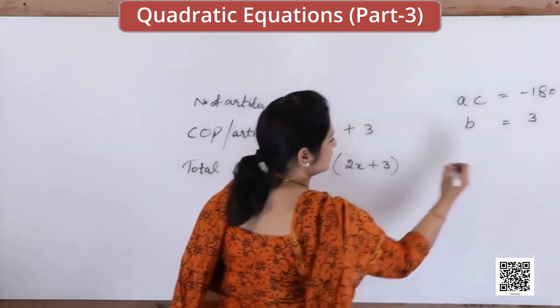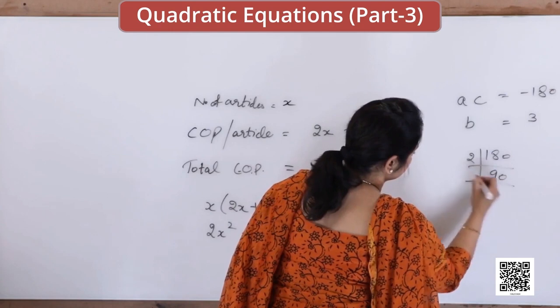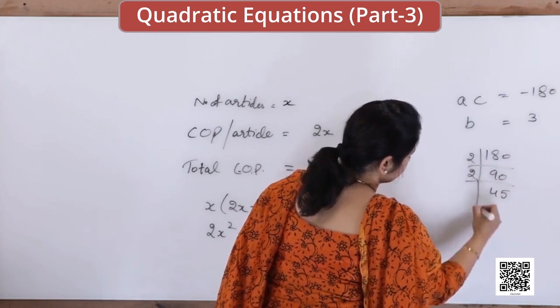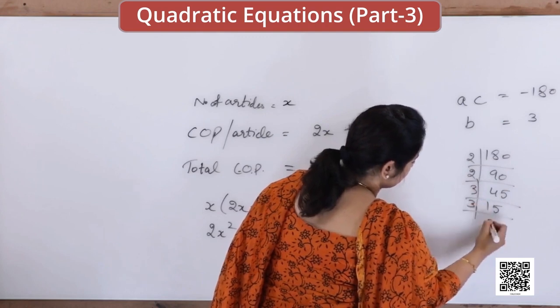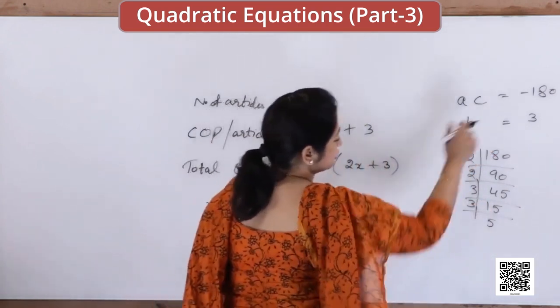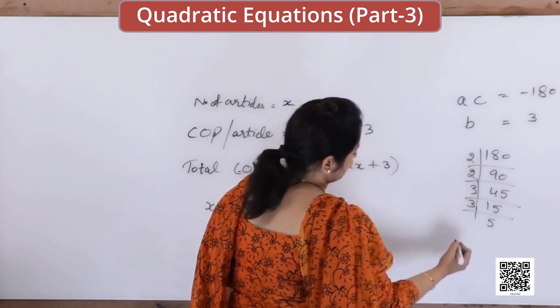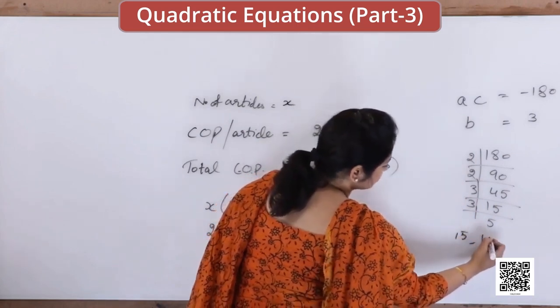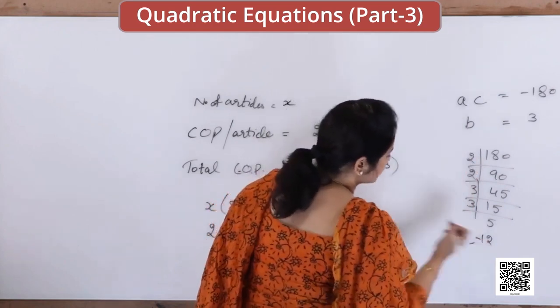Now 180 needs to be factorized. So 180 will give us 90, then 45, then dividing by 3 we get 15, then again dividing by 3 we get 5. Now we need to make 3. So 5 3s are 15, 3 2s are 6, 6 2s are 12. Yes, 15 comma 12. It will give us positive 3. But yes, here minus 12.